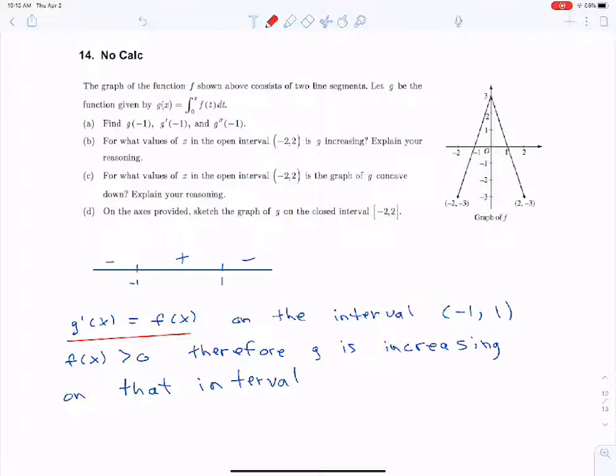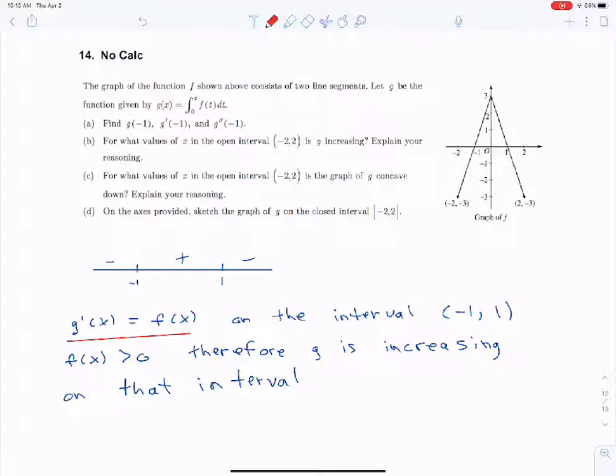Also, a quick note: it would absolutely be wrong to start my statement saying g prime of x equals f of x, and then say that on the interval from -1 to 1, f prime of x is increasing. That would be wrong because if I'm using the word increasing, I'm taking the derivative, which means I'm looking at the second derivative. So be very careful.